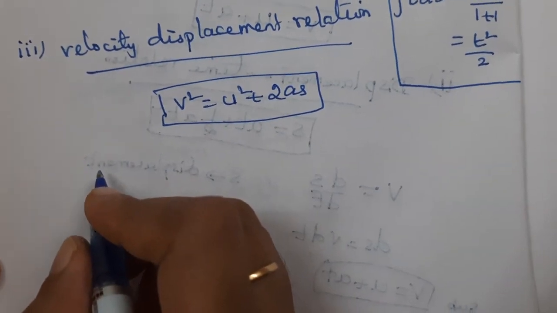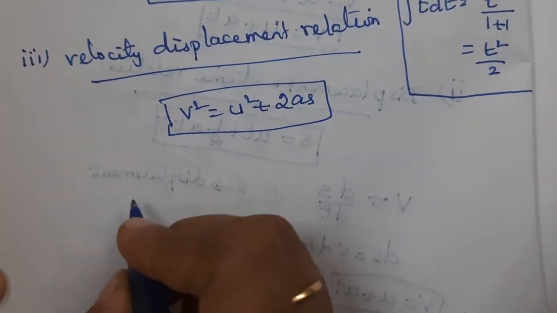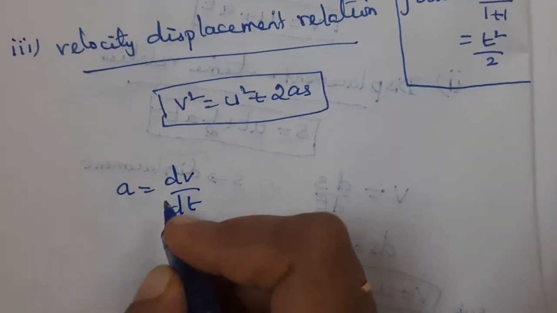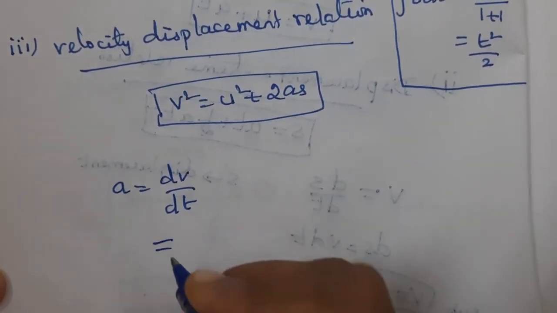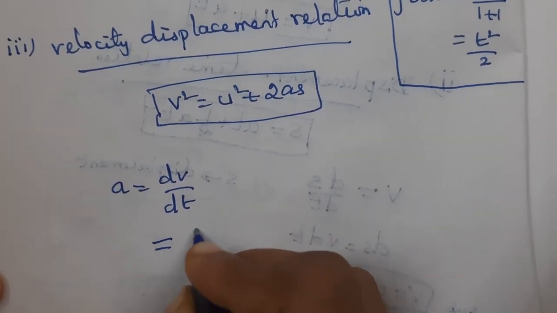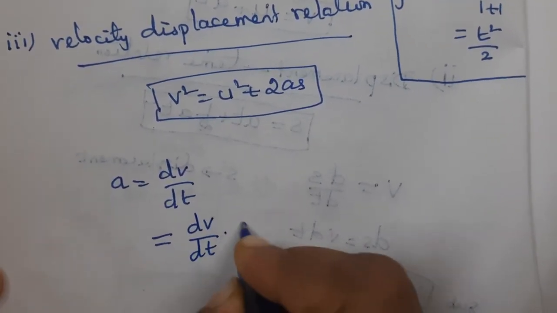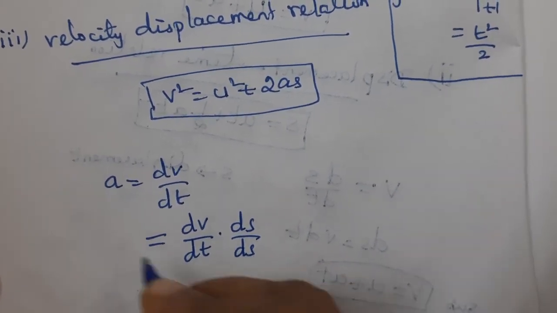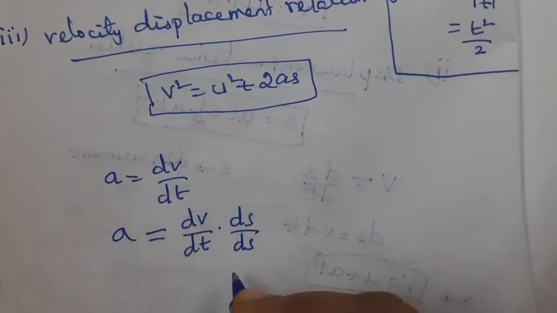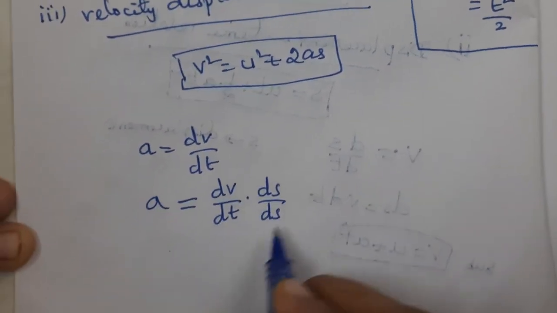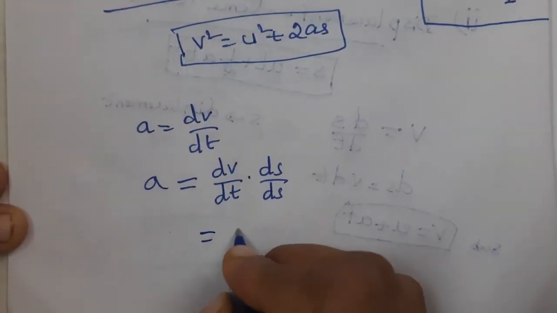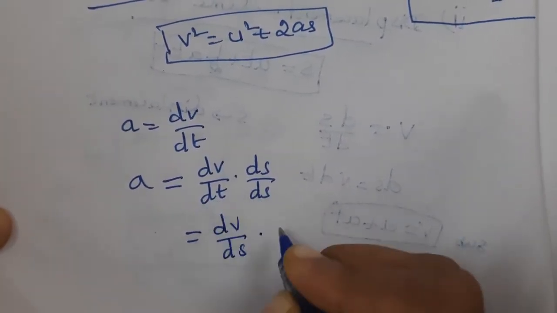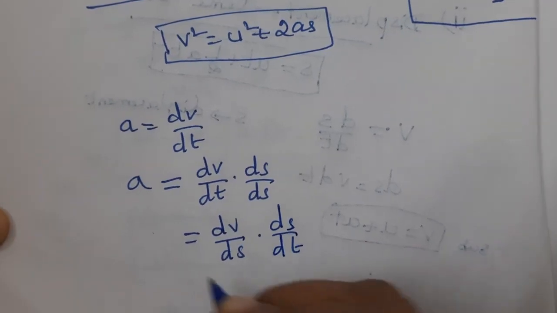Acceleration is given by the first derivative of velocity with respect to time, a equal to dv by dt. This equation can be written as dv by dt into ds by ds. I am multiplying and dividing by ds by ds, so the equation will not change. Rearranging these terms, that is dv by ds into ds by dt.